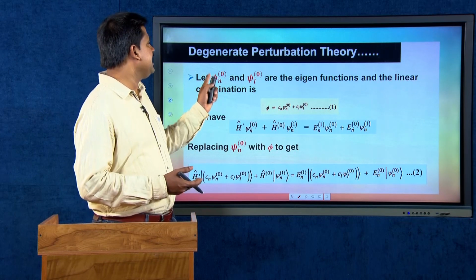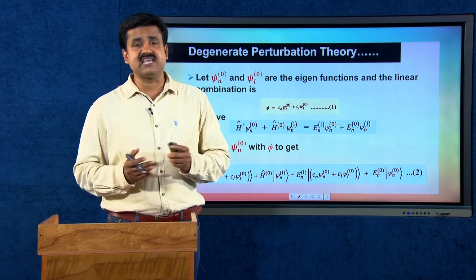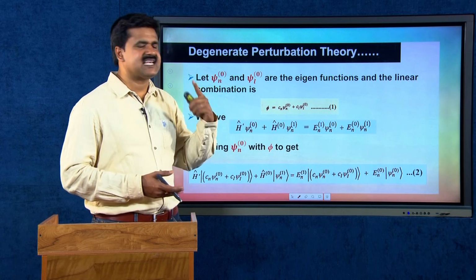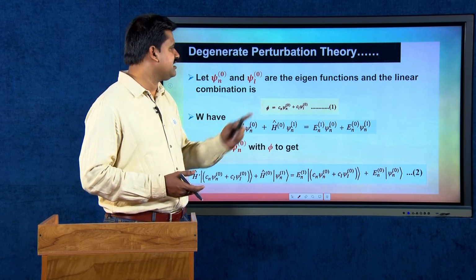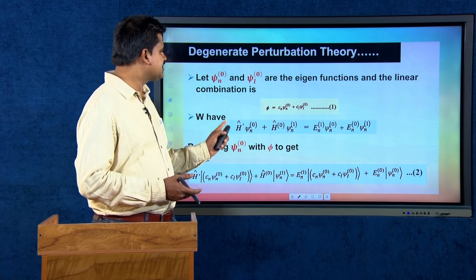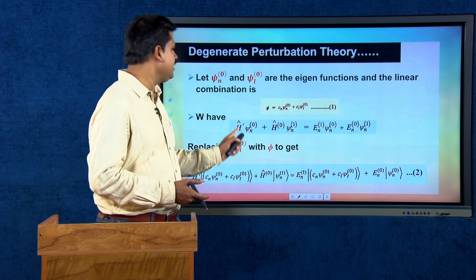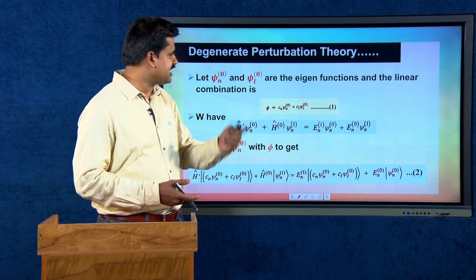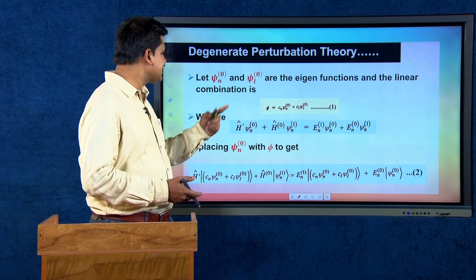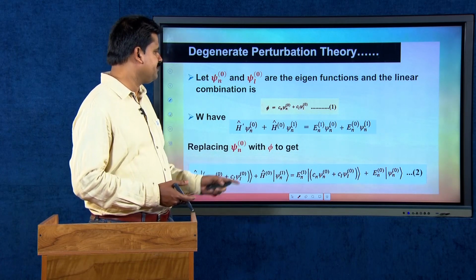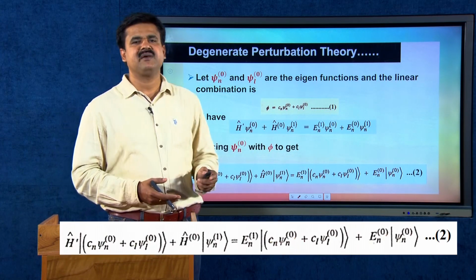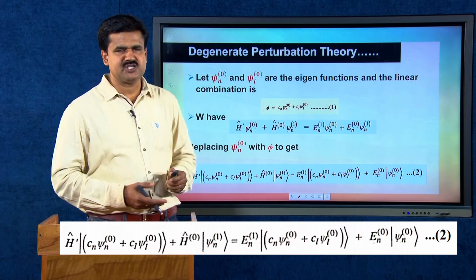Then psi n0 and psi l0 are the eigenfunctions, and the linear combination can be represented as the wave function phi equal to Cn psi n0 plus Cl psi l0. We already have this equation, equation 10, and based on this, equation 9: H hat dash psi n0 plus H hat 0 psi n1 equal to En1 psi n0 plus En0 psi n1. And we can make a replacement of psi n0 with phi. So this equation changes to this lengthy mathematical equation, which I marked as equation number 2. This is obtained by simple substitution.